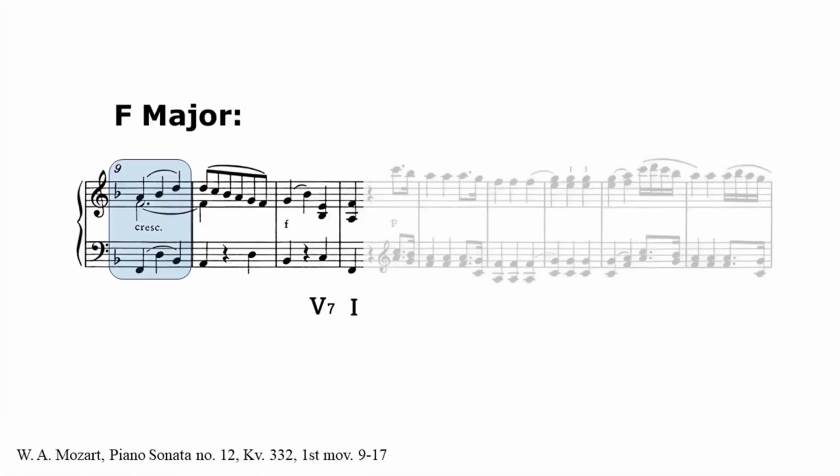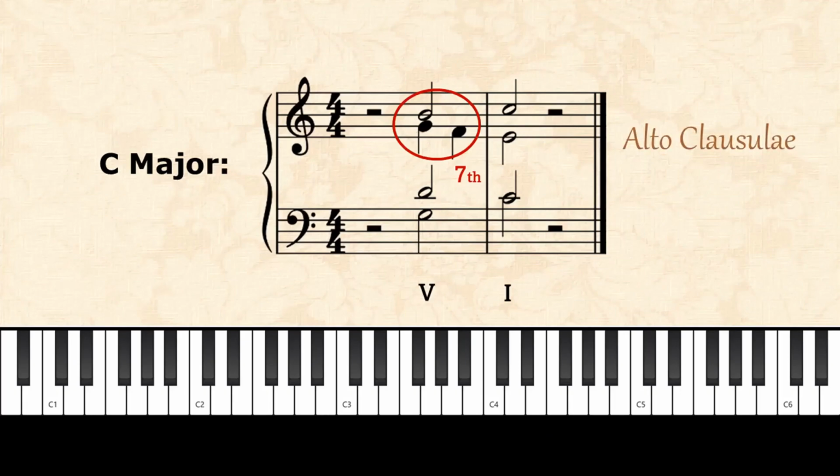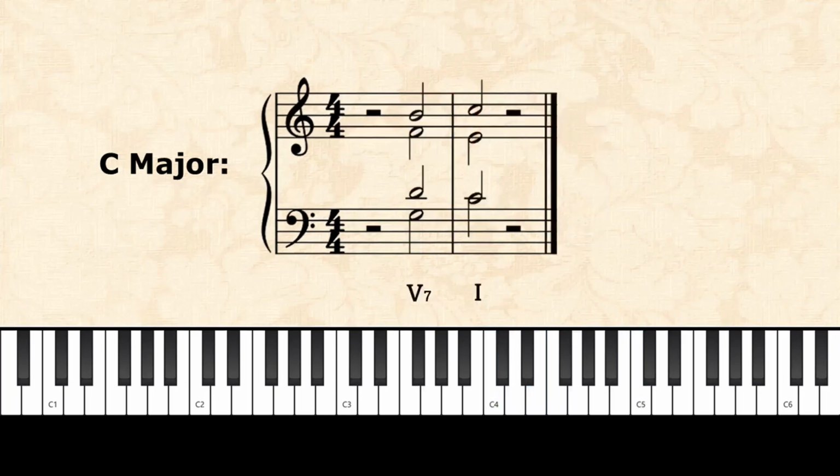Dominant seventh. Originally, the dominant seventh was introduced as a passing tone between the dominant chord's root and the tonic chord's third, which is known as the alto clausula. However, during the 18th century classical era, the dominant seventh was commonly used as part of the dominant chord.